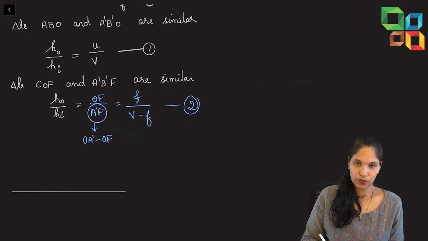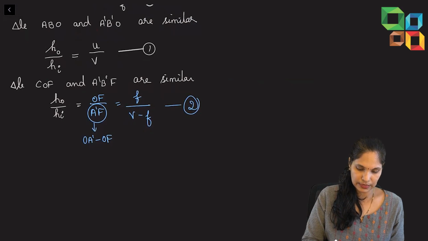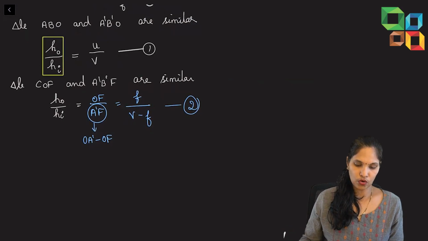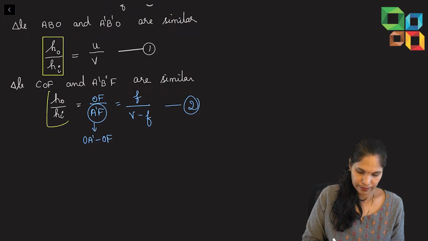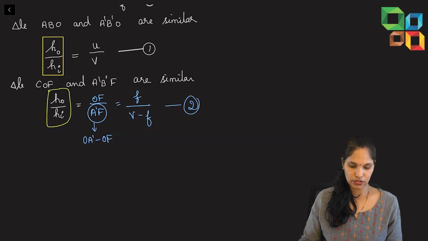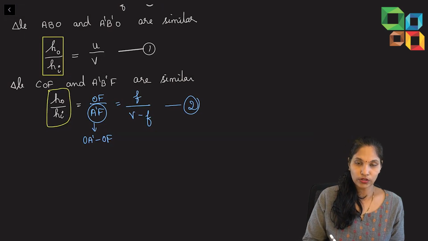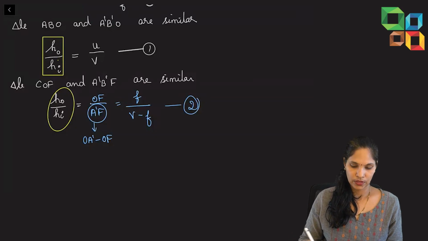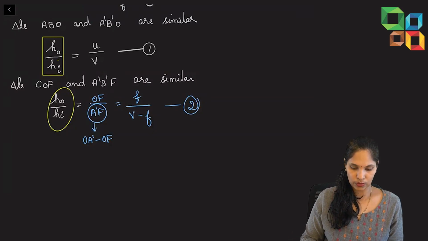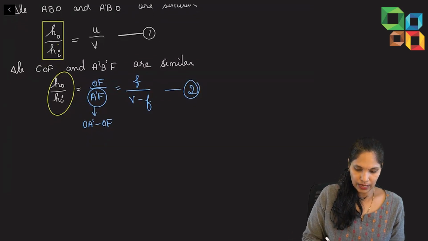Now if you see the first equation and the second equation, just see the left hand side. HO by HI, here also HO by HI. They both are equal on the left hand side, so the right hand side also should be equal. So we can now write V by U is equal to F divided by V minus F.